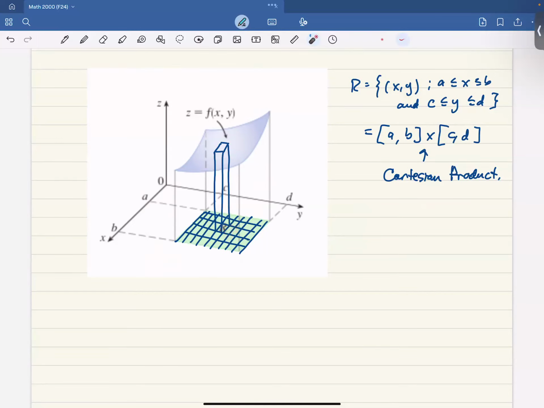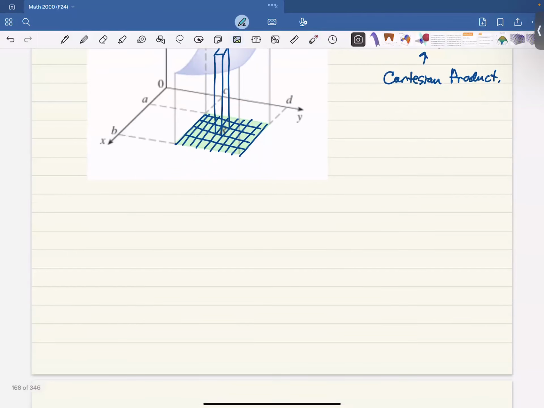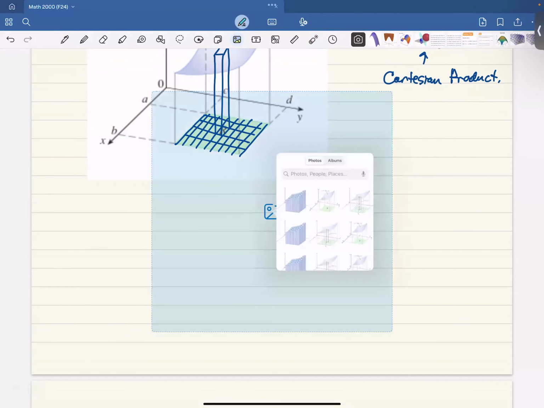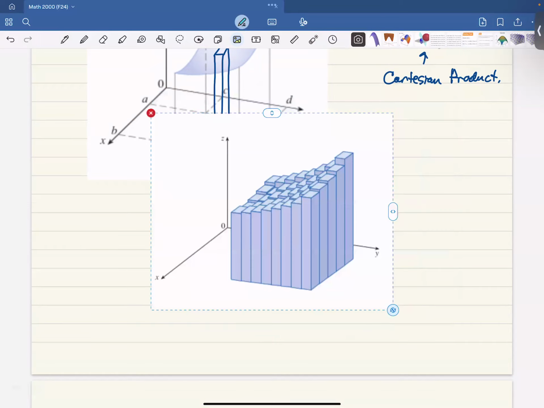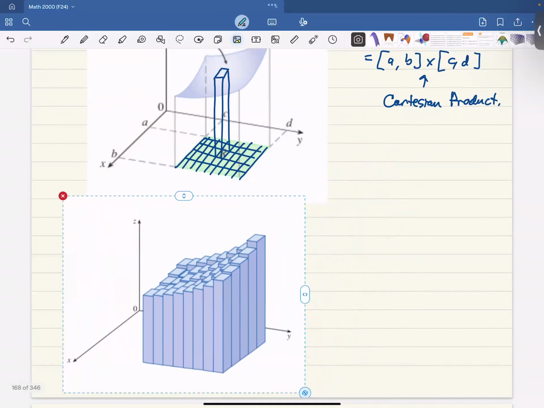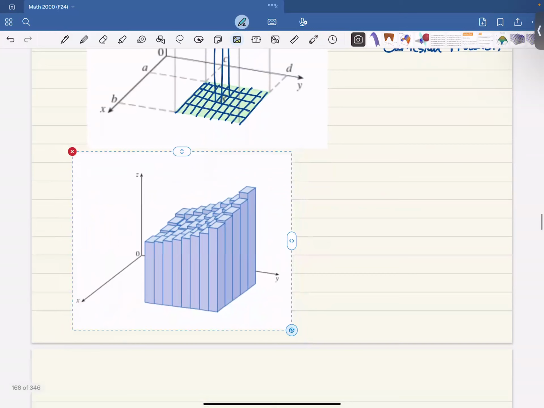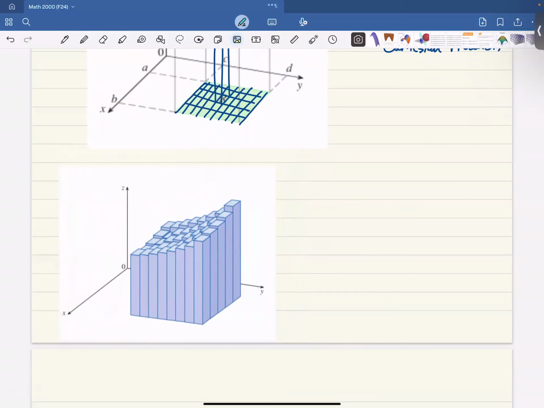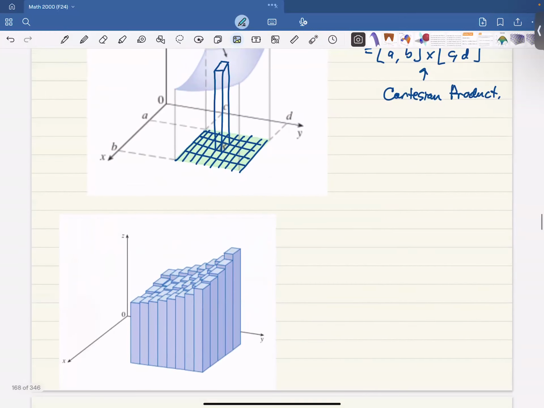Then when we add them up, we'll get an approximation of the volume that we're looking for. When we do this for all the different rectangles, we get not quite the volume that we're looking for, but it's a good approximation. And of course, to get the exact answer, we'll take a limit.